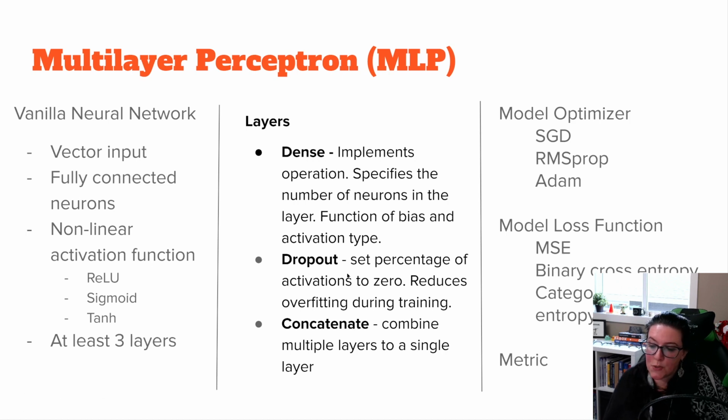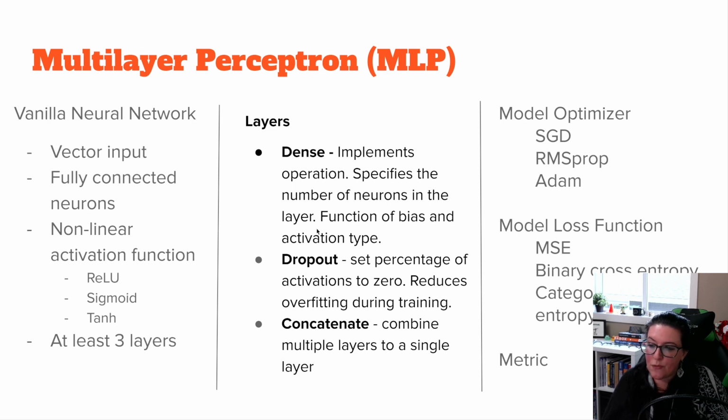In these layers, you can specify the number of neurons in the layer, so we can drop some of the information. That's a dropout, which sets a percentage of activations to 0. So we can reduce overfitting, similar to our lasso regression, by dropping some of the information. We can have dense layers, which implement an operation: we specify the number of neurons in the layer and some activation function. And then we can also combine multiple layers.